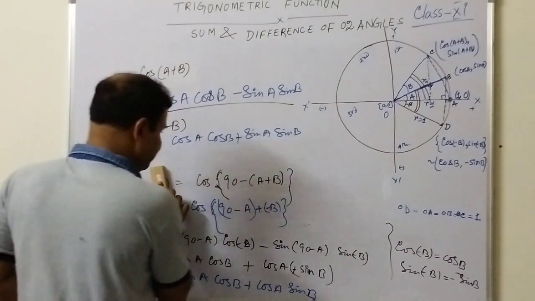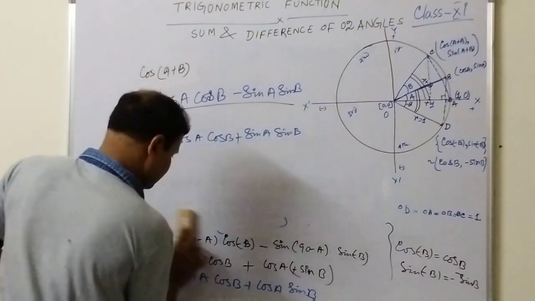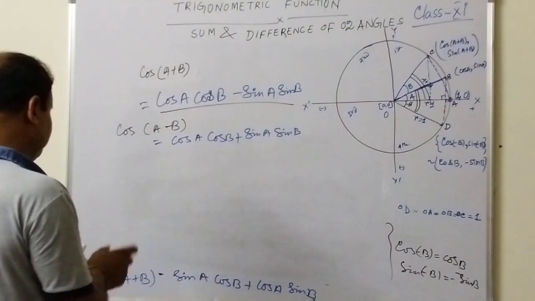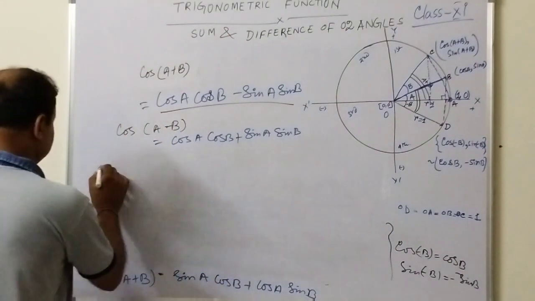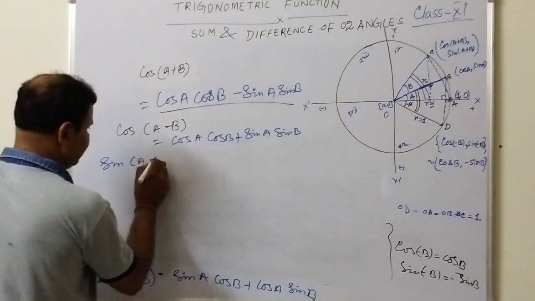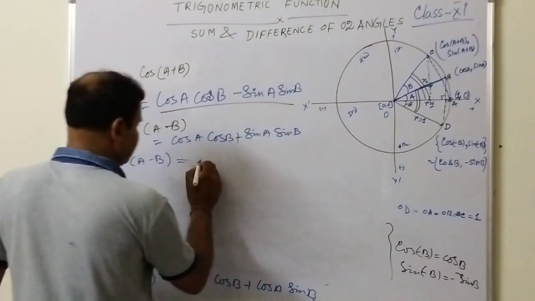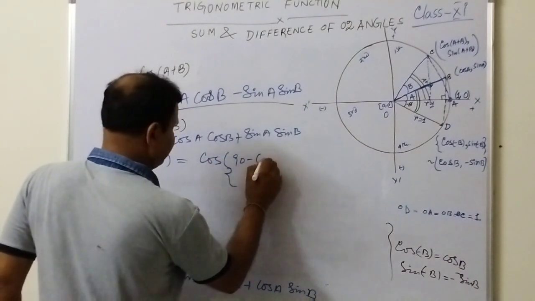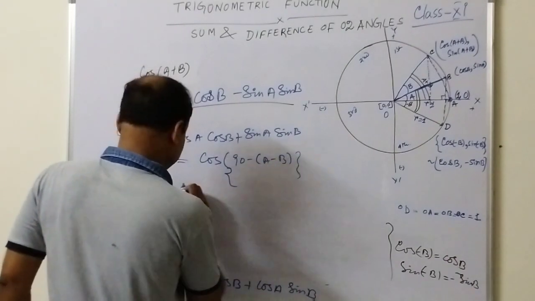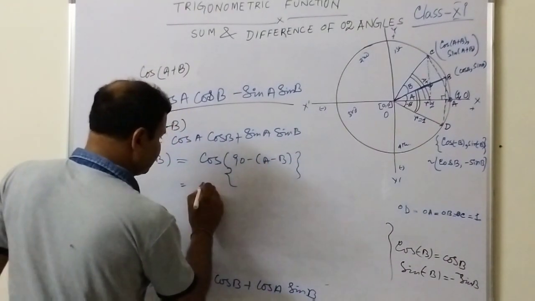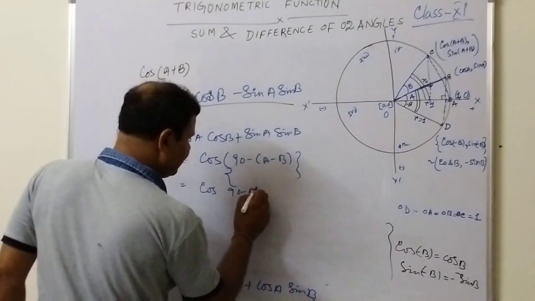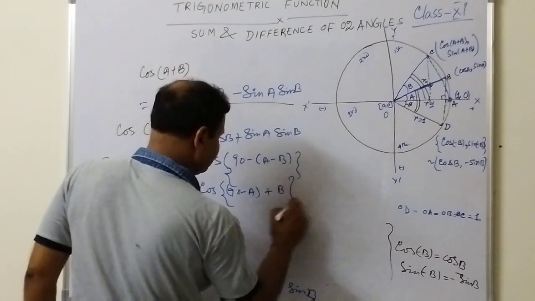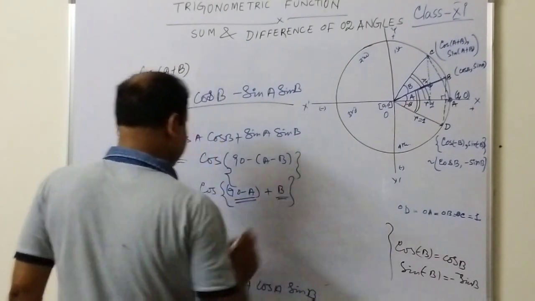Similarly, we can do sin(A minus B). So this is cos(90 minus (A minus B)). You can rewrite, rearrange this one as cos((90 minus A) plus B). I take it this is your one angle, this is the other angle.